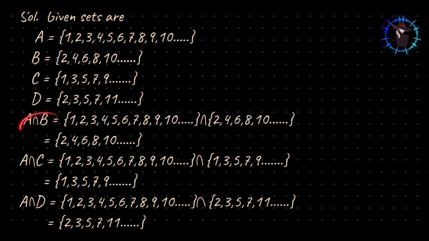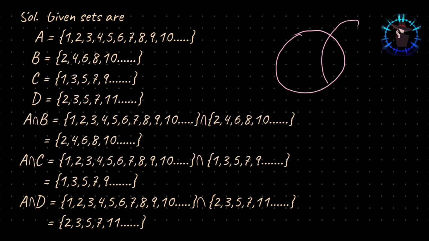So A intersecting B, we need to write first A 1, 2, 3, 4, 5, and so on, intersecting the values of B. So what's common we got here? Intersecting means common part, right? I'll just draw and show you a sample. Let's consider this A and B. So we will write the intersecting part. We got 2 here and 2 here, so 2 in the middle.